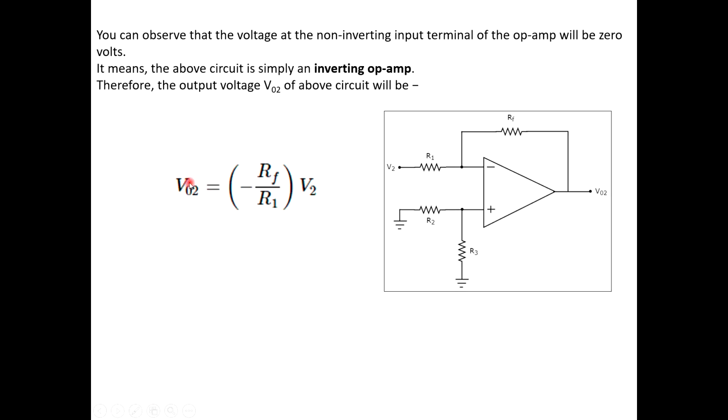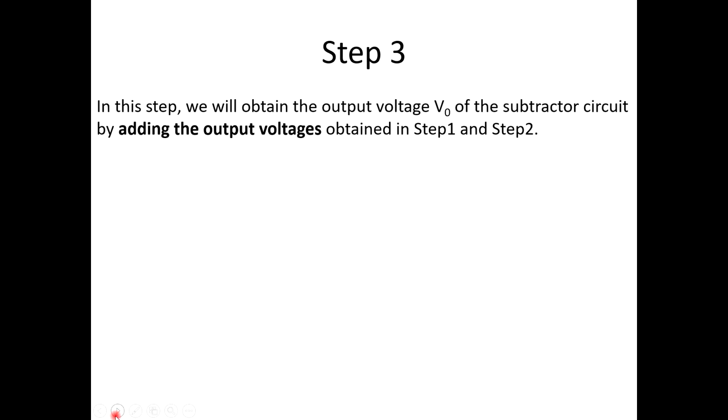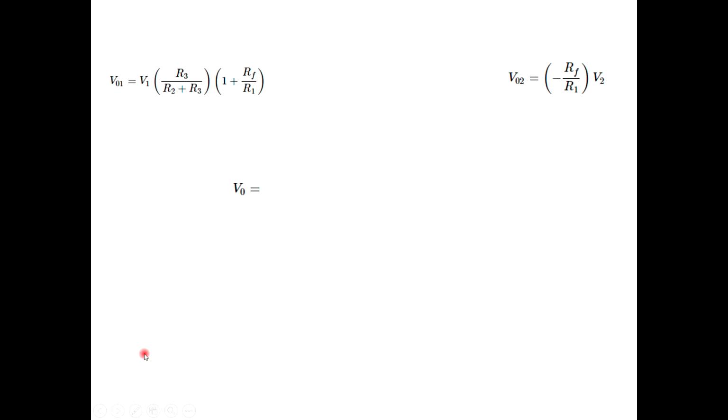So your output voltage will be V02. Why V02? V02 is nothing but the output voltage when only the input at terminal 2 was considered, minus Rf by R1 into V2. In step 3, what do we do? In step 3, we add the two outputs we have got, V01 and V02. So mathematically, V0 is equal to V01 plus V02. The value of V01 was this, the value of V02 was over here. Now you add these two, and we get this complete equation.